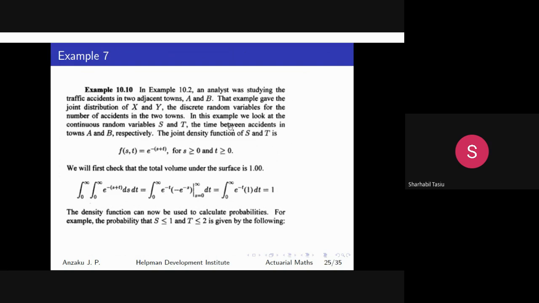So the time gives us the continuous case, while the number of accidents between the two towns gives us the discrete case. So for the time between accidents in town A and B respectively, the joint density function of S and T, X and Y gives us the discrete, S and T gives us the continuous. So the joint density function will give us this value f of s comma t, which is e to the power of minus (s plus t).